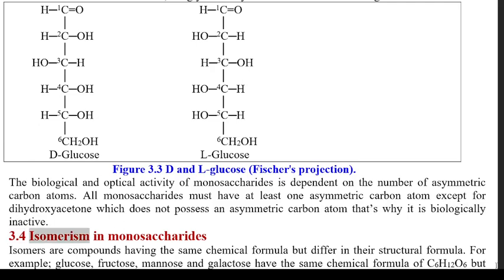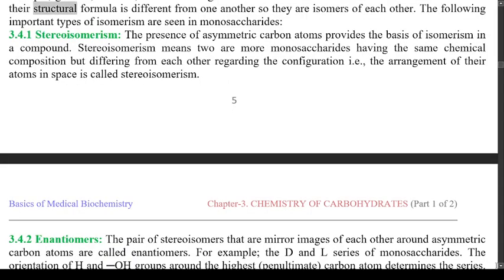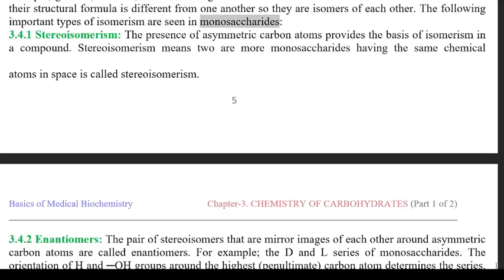3.4 Isomerism in monosaccharides. Isomers are compounds having the same chemical formula but differ in their structural formula. For example, glucose, fructose, mannose, and galactose have the same chemical formula of C6H12O6 but their structural formula is different from one another, so they are isomers of each other. The following important types of isomerism are seen in monosaccharides.